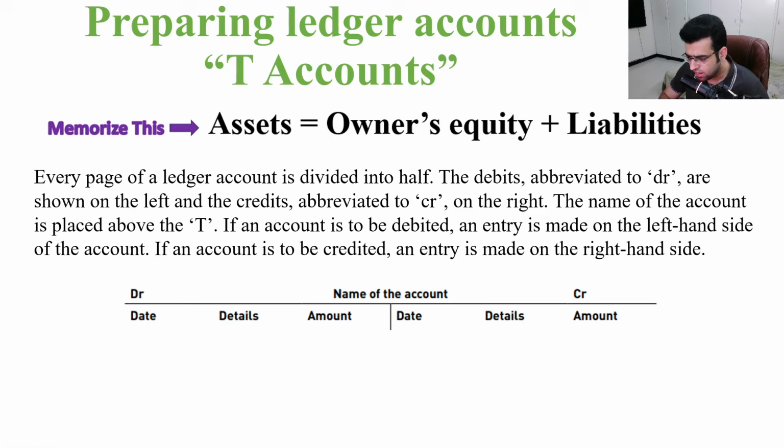If an account is to be debited, an entry is made on the left hand side, that is the debit side, and if an account is to be credited, an entry is made on the right hand side, that is the credit side. Now let's discuss this with the help of an example.